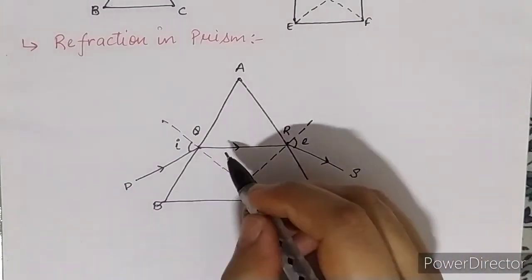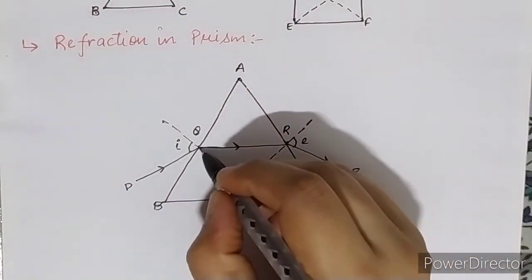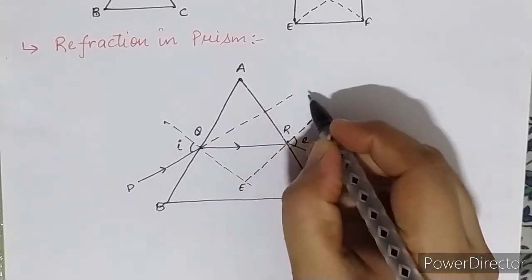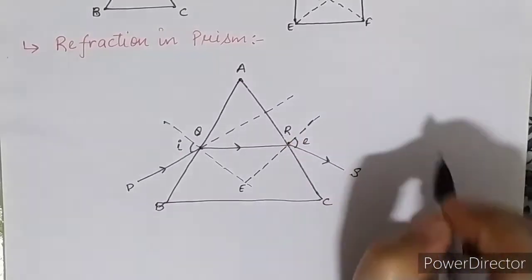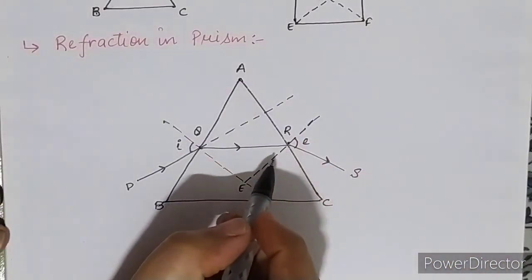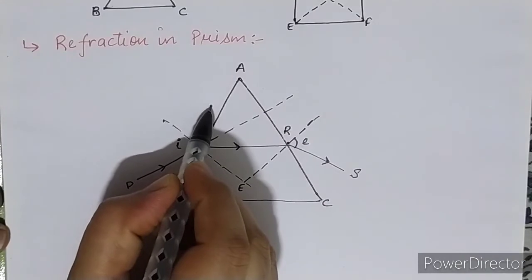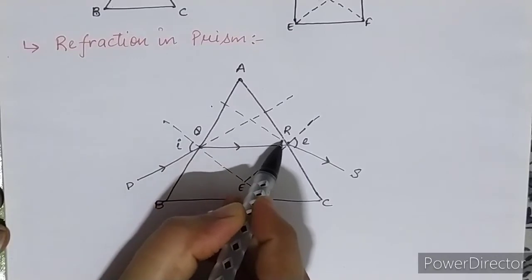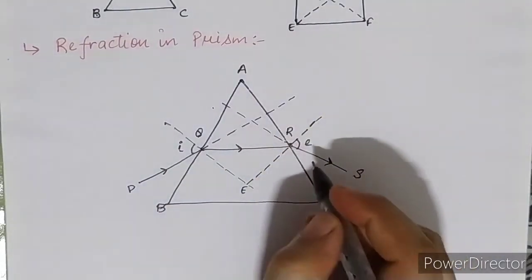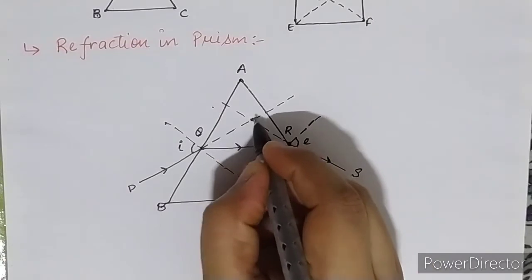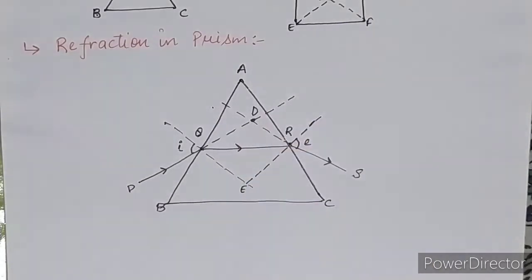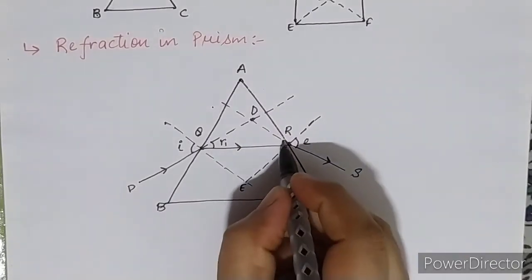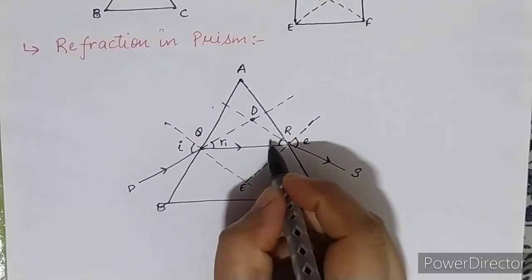Clear? If it was not refracted, the line without refraction goes like this. So I am extending the incident ray. Even I am extending the emergent ray as well. Where they intersect, that point is your point D. Okay, this is your refraction angle, angle R1. This will also be your refraction angle, angle R2.